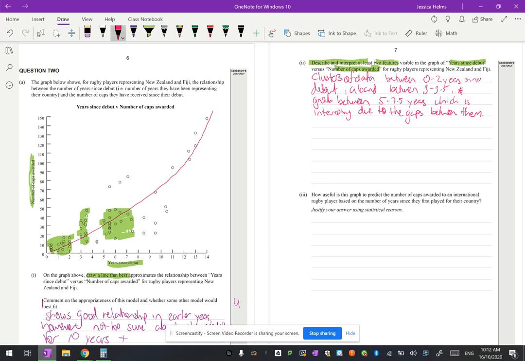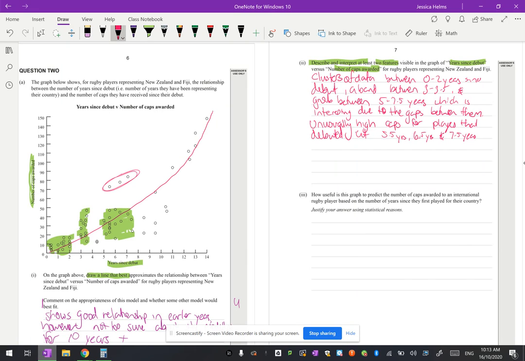Okay, so that's one. Another thing that you might want to talk about is the unusually high ones up here. So there's the unusually high caps for players that debuted at around 5.5 years. The other one was at about 6.5 years, and the third one was about 7.5 years.